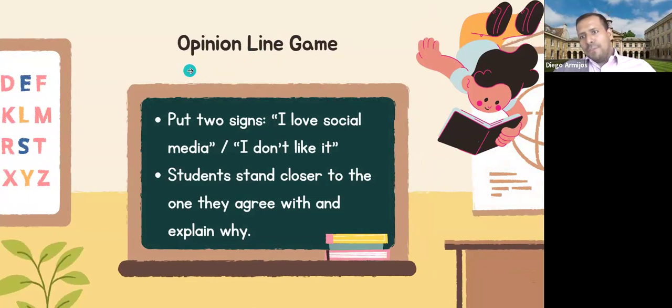Now we have another strategy that you can use before reading the task itself: put two sides. I love social media, I don't like it. You can write this on the board or on a big cardboard, whatever. Students stand closer to the one they agree with and explain why. For example, if you have students who love social media, they have to stand up and go in front of that statement. If some student says, I don't like it, they have to go to that side, okay? This is another good way to make students move a little bit in class, not only sitting all the time. Very good.